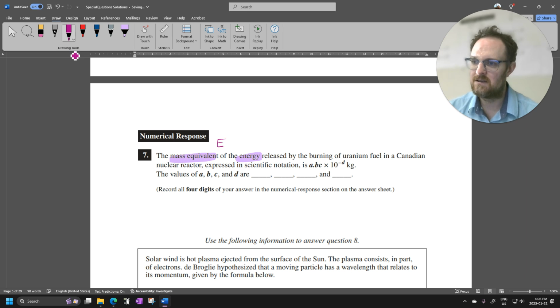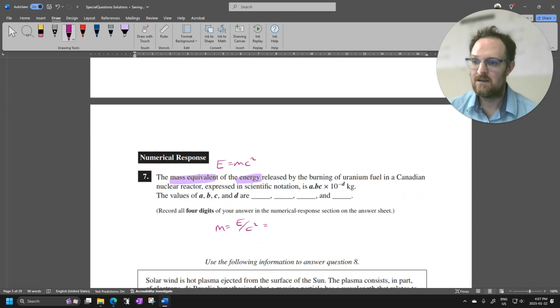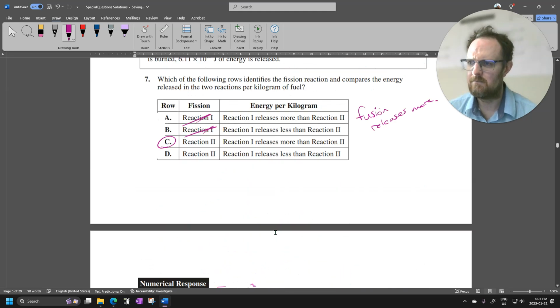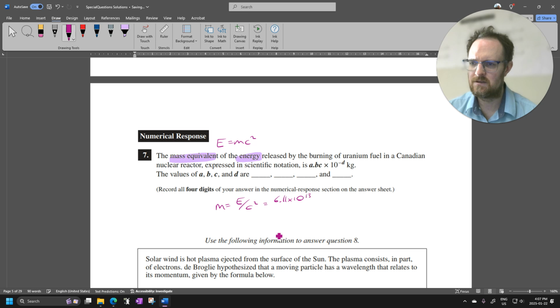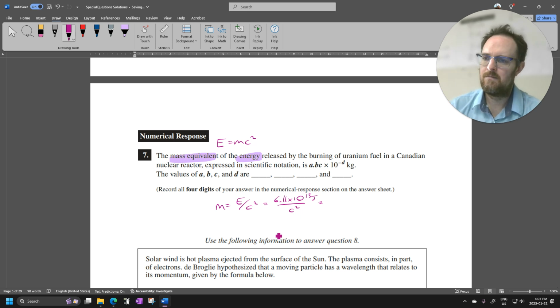So this is going to be E is equal to mc squared. So I'm just going to rearrange it for m. So I've got E divided by c squared. And they give us the E in joules already, right? Yeah, that's good. 6.11 times 10 to the 13 joules, and I'm going to divide by c squared. Okay, sounds good. Let's do that. So we get 6.79 times 10 to the negative 4 kilograms.